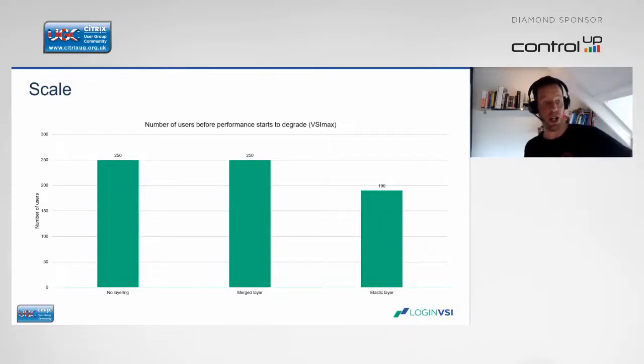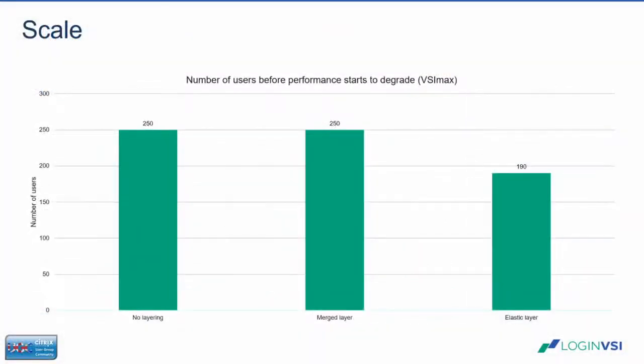So no layering, to summarize, right? No layering, 250 users. Merged layer, 250 users. No difference there. Elastic layer, 190 users.